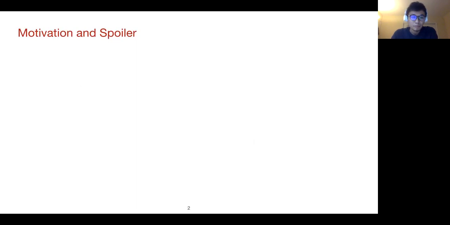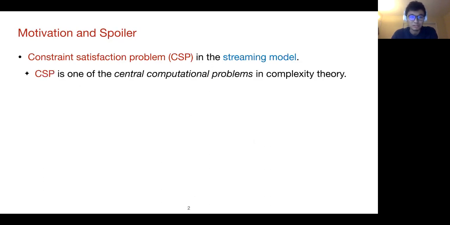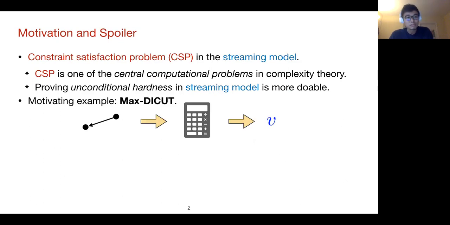Okay, the motivation and the topic of this work is about constraint satisfaction problems, CSP, in the streaming model. CSP is a very central problem in computational complexity, and the streaming model provides a platform to study the unconditional hardness of CSP. One simple motivating example of this work is the Max-DICUT problem.